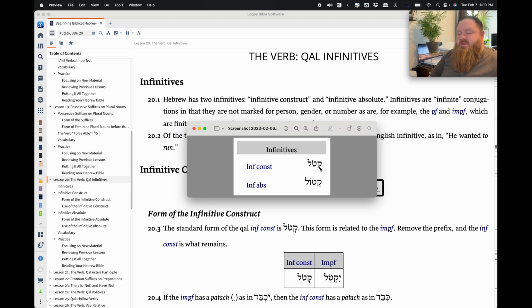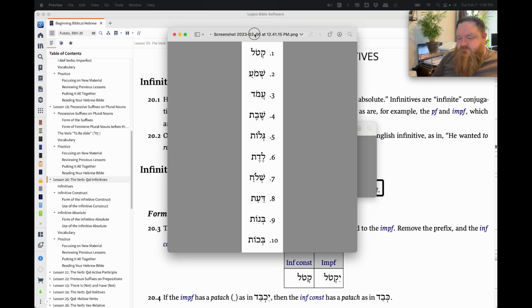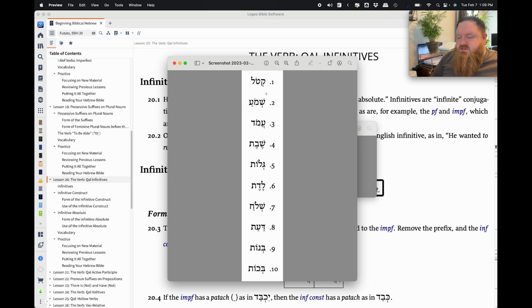But this shewa holem pattern is going to be a pretty recognizable pattern. If we look at infinitive constructs, all the way down here we've got shewa holem. This one isn't a shewa, but it's a reduced vowel, so hatef patach holem. Here we've got a segol tav pattern, which we'll talk about. That's a particular weak verb.